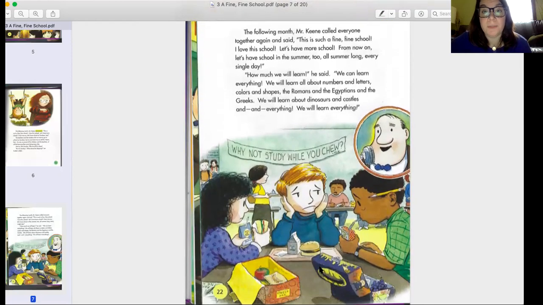The following month, Mr. Keen called everyone together again and said, "This is such a fine, fine school. I love this school. Let's have more school. From now on, let's have school in the summer too, all summer long, every single day. How much we will learn," he said. "We can learn everything. We will learn about numbers and letters, colors and shapes, the Romans and the Egyptians and the Greeks. We will learn about dinosaurs and castles and everything. We will learn everything."